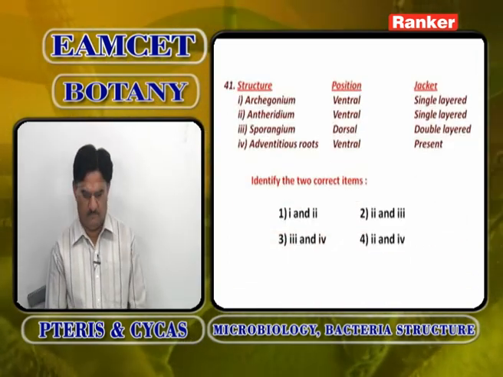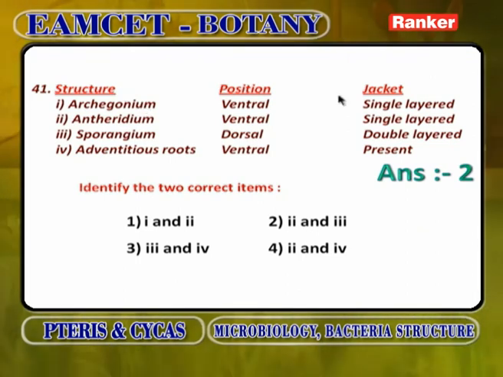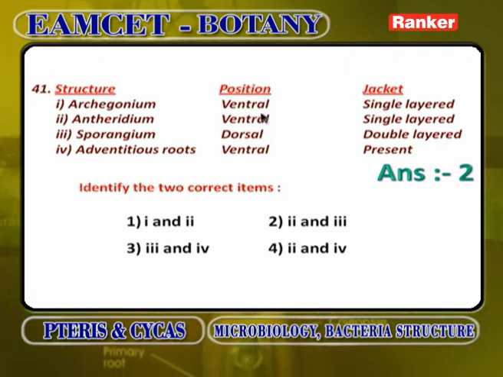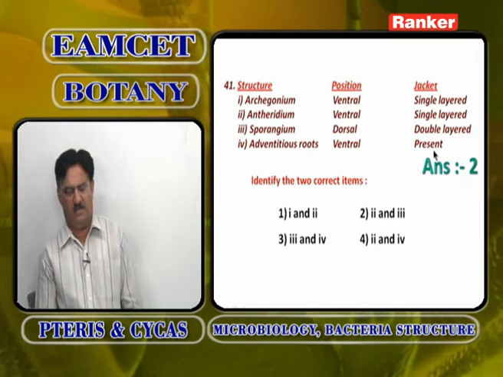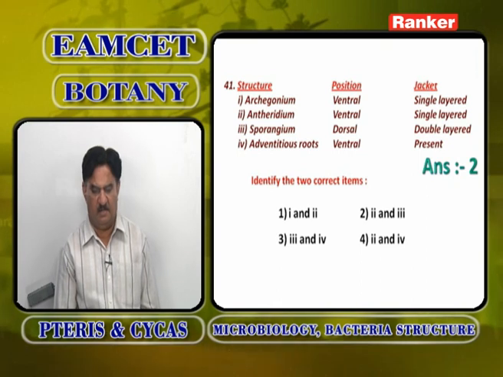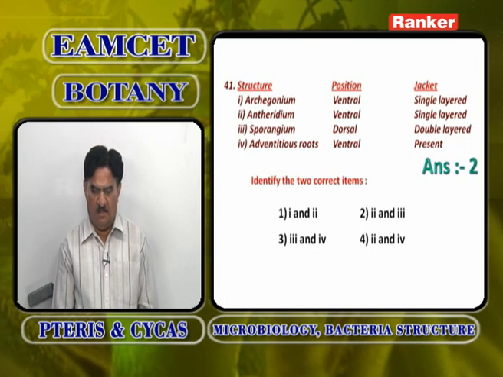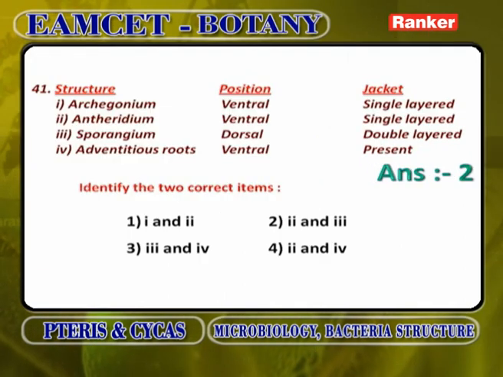This is another 3-column tabular form. Structure, position, jacket. Archegonium, ventral position, single layered. It is not single layered. Antheridium, ventral position, single layered. It is correct. Sporangium, dorsal side, double layered. Correct. Adventitious roots, ventral side present. Wrong. So adventitious roots are not present. They are present as rhizoids. So second and third options are correct regarding this. Structure, position, nature of jacket. Second option is correct. 2 and 3.